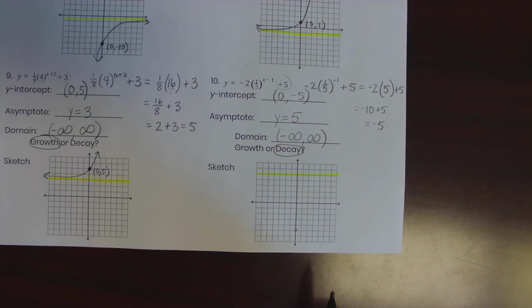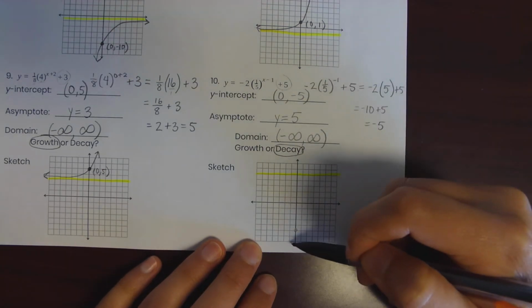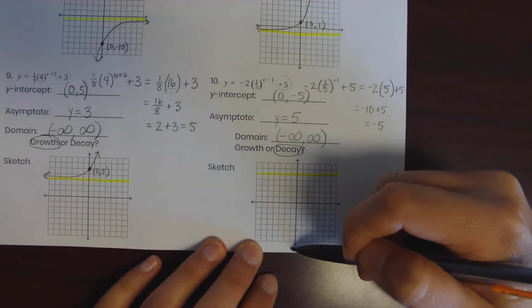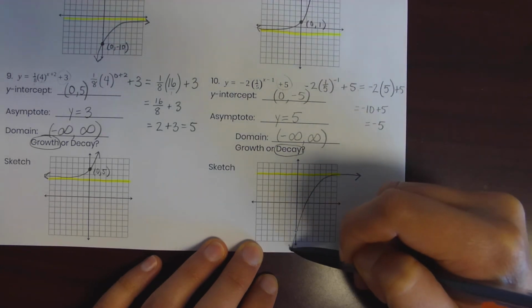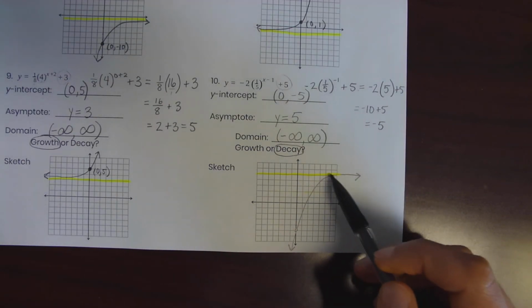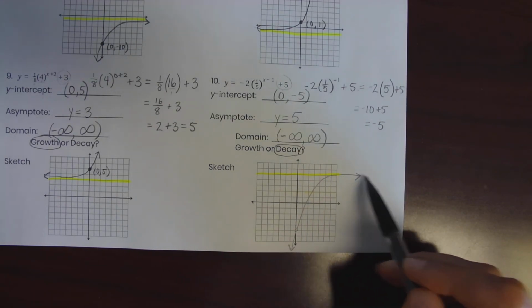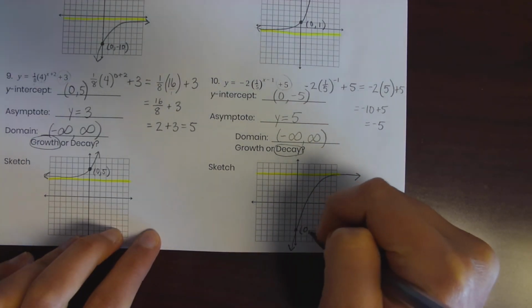And since it's decay, we're coming in from the top or the bottom, so I'm going to be coming in from the bottom and reaching just like that. That one was a bit of a stretch. But yeah, we should never go through that asymptote, so I went through it a little bit to try to avoid that. And this is 0, -5.